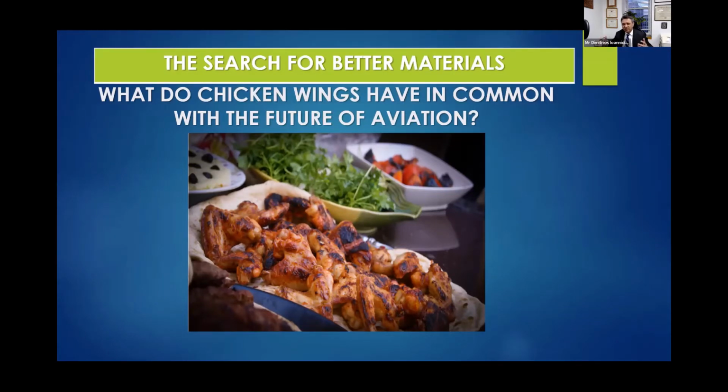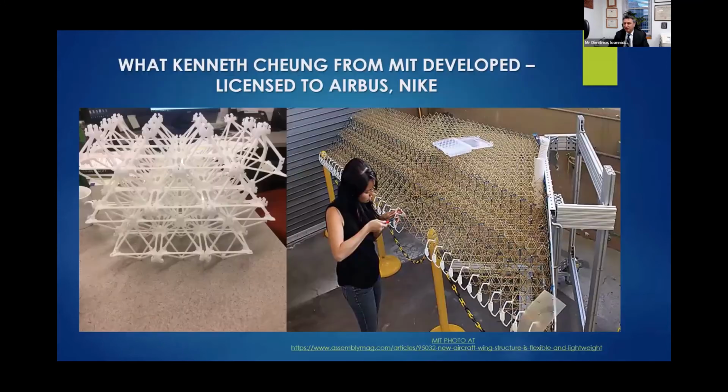Because birds have the ability to fly through the air. They can maneuver so easily. The wings of birds are extremely flexible and lightweight, but they give the birds the ability to do all these maneuvers in the sky. What are the wings of birds made out of? Kenneth Chung began to work on this idea, and here's what he developed.